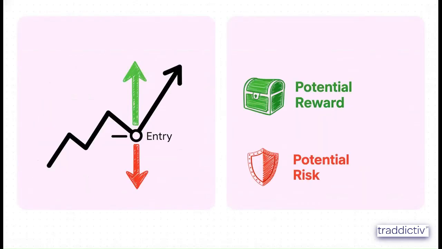And this framework is so powerful because it lets us clearly see our potential reward versus our potential risk before we ever put a single dollar on the line. The potential reward is simply the distance to our target, and the potential risk is the distance to our stop.